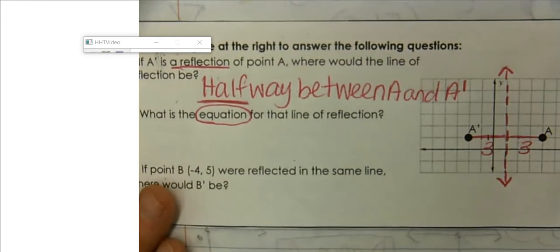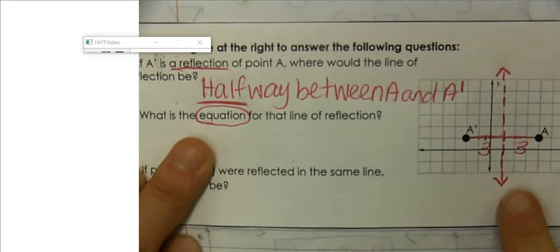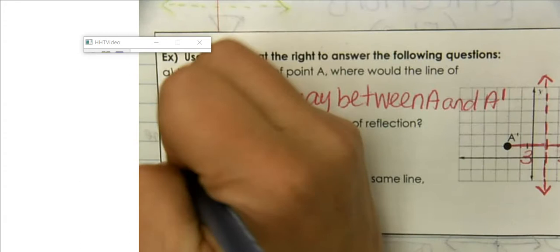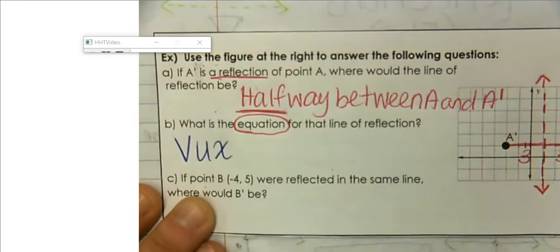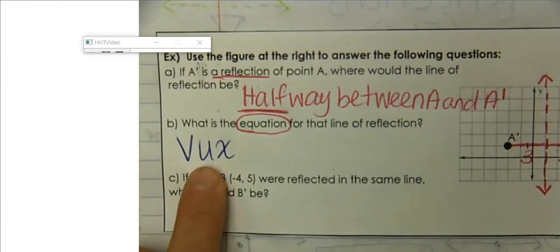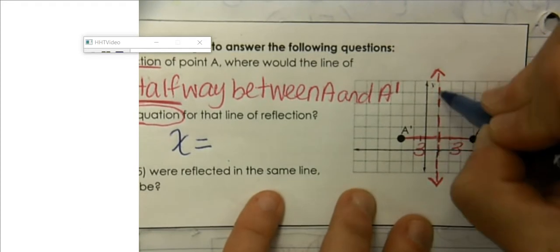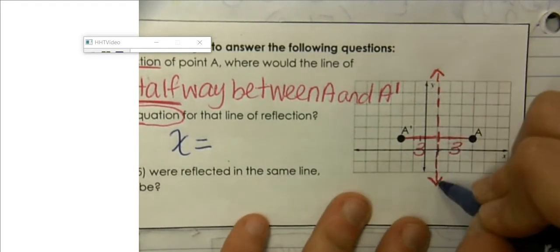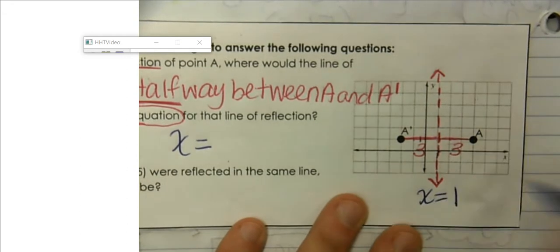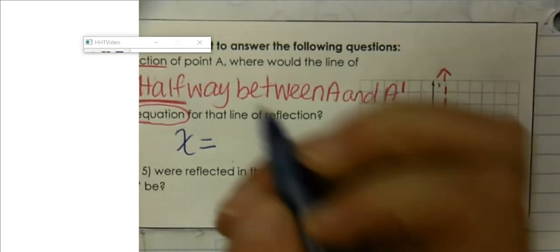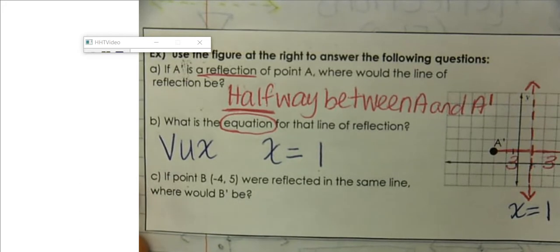For the equation of the line of reflection, remember that this is a vertical line. So we're going to be working with VUX, V-U-X, vertical line. A vertical line has undefined slope, and it's going to be an x equals a number equation. If you look at the value of x at any point along this line, it's located at x equals 1, because if I go over 1 from 0, 0, I land right on the reflection line. So x equals 1 is our line of reflection.